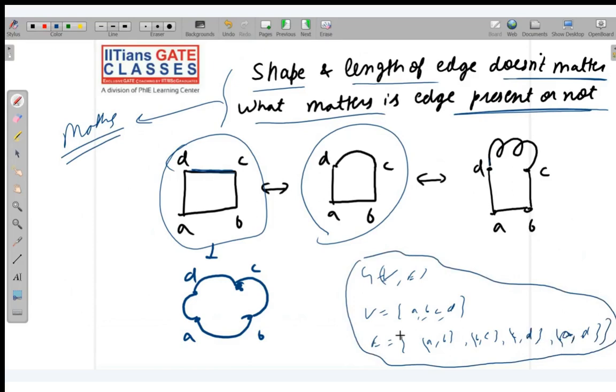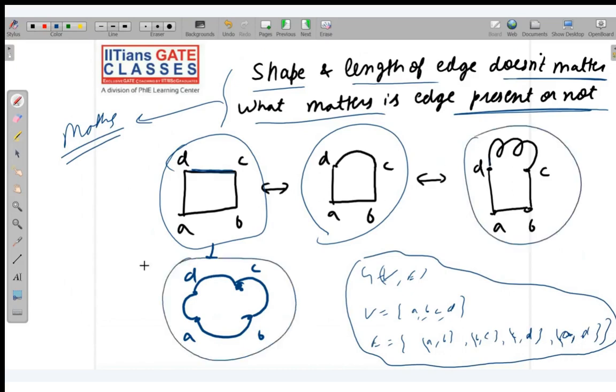So since for all these we are having the same representation, all are same. So as far as mathematics is concerned, all these four graphs are equivalent. So try to remember this: shape and length of edge does not matter at all. What matters is edge present or not. Okay, yeah. Take snapshot. I will jump to the next slide. Yes, sir. Okay.